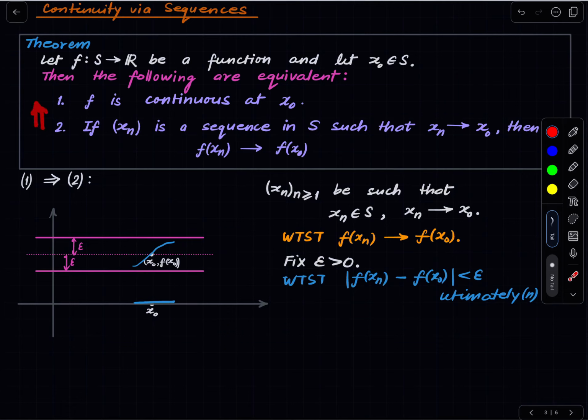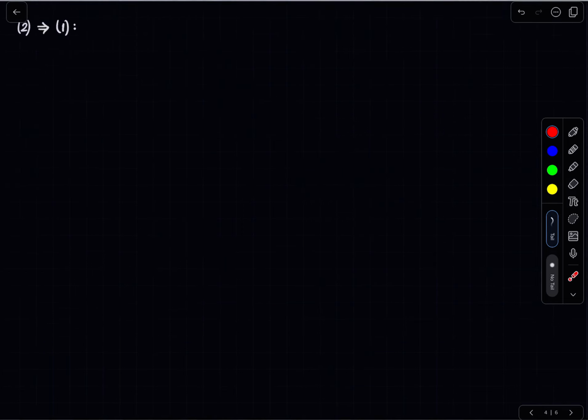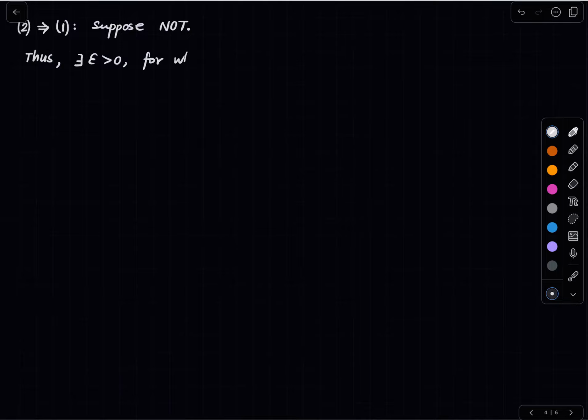Okay, now we will talk about the reverse direction. This is also just a matter of unraveling definitions. So let's take another page. This time we want to prove continuity of the function at x naught, and we will go via contradiction. So suppose not, so that is f is not continuous at x naught. Then by the epsilon delta criterion, we can say that there is some positive epsilon for which no delta works.